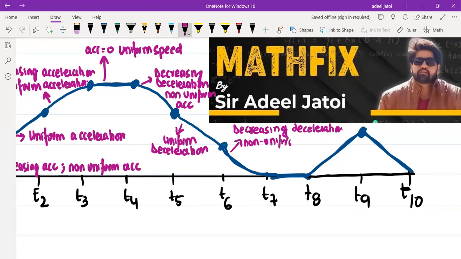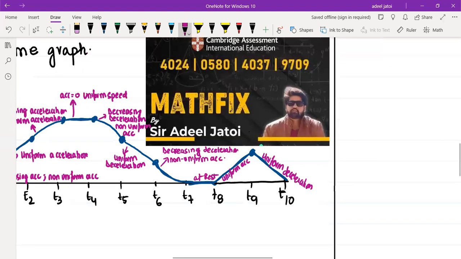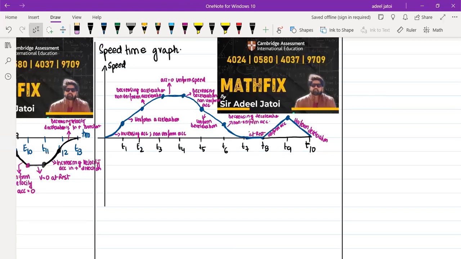Non-uniform acceleration. This is at rest. This is uniform acceleration. And this is uniform deceleration. So this was your normal speed-time graph with the uniform acceleration and uniform deceleration as well.